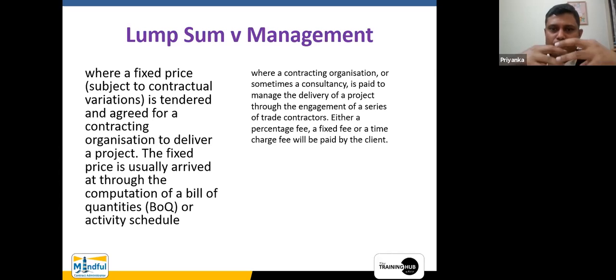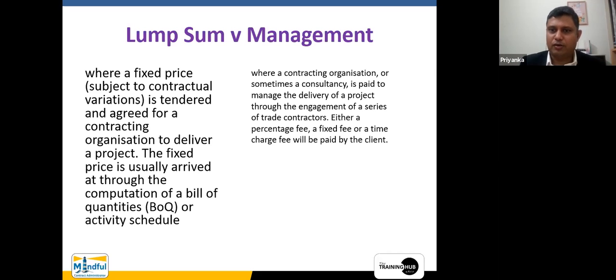Now the management. Now why I spoke about the management here is, when you talk about a general context, forget about all the standard forms of contract. When you talk about general context, we have got three types of procurement. One is traditional, two is design and build, three is management. Okay. Now, that is why I told this is a procurement method. Okay. Management type is a procurement method.